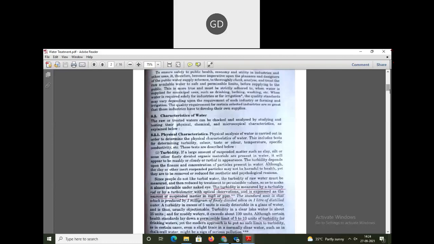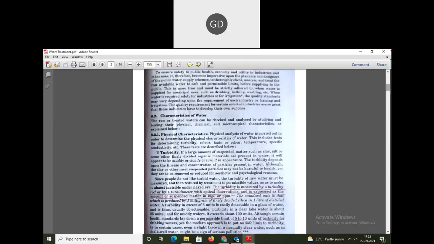The raw water that has been withdrawn from any kind of source is first checked and analyzed by studying the different tests under physical, chemical, and microscopical characteristics. So there are three characteristics: one is physical, then chemical, then microscopical.